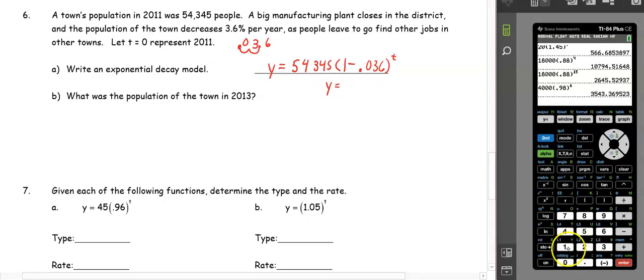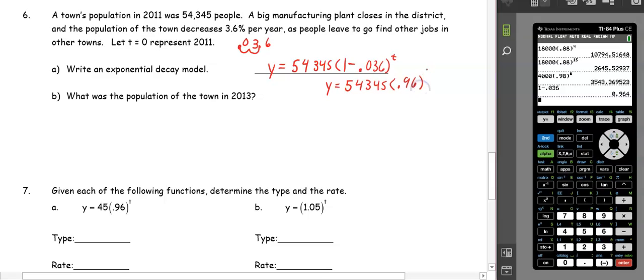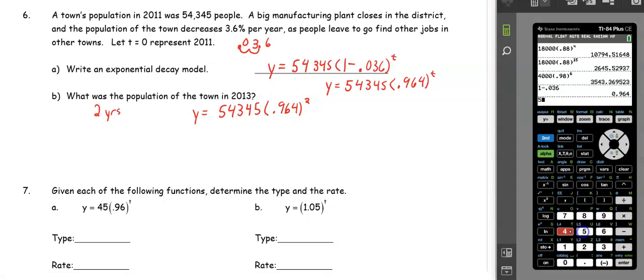So we get y equals, I'm going to use the calculator to subtract 1 minus 0.036. So we get y equals 54,345 times 0.964 to the t power. So what was the population in 2013? So from 2011 to 2013, that is 2 years. So we're going to put 2 in for t. Y equals 54,345 times 0.964 to the second power.